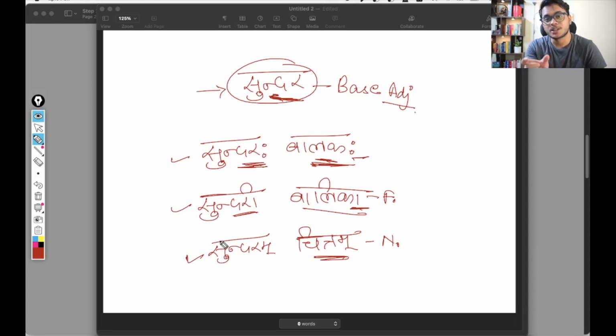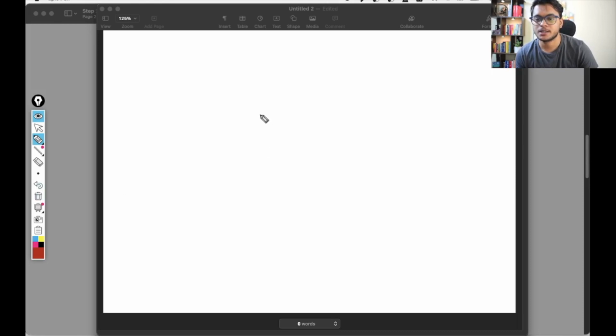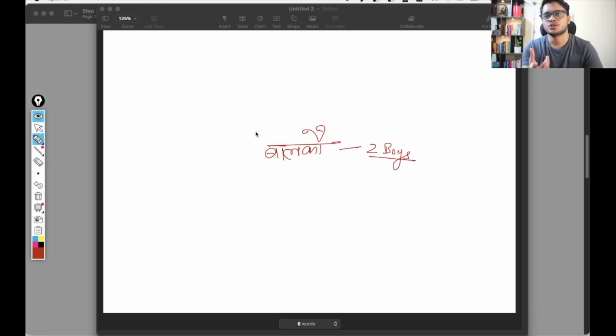And not just in gender, in everything, even in number. Suppose I say two boys. Two boys in Sanskrit is written as Balakau. Balakau. This means two boys. And again, I want to say both those boys are beautiful. Suppose that is a sentence. So beautiful two boys. So that Sundar will become, you can guess, Sundarau.